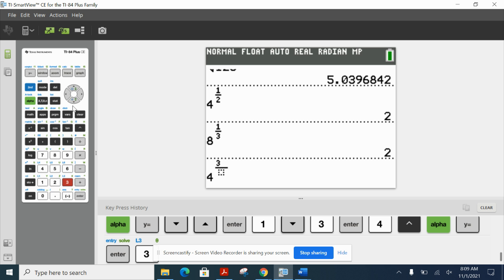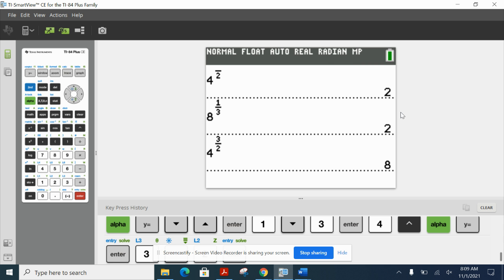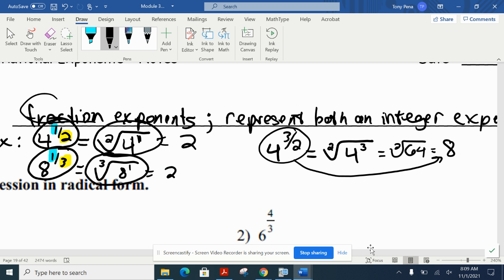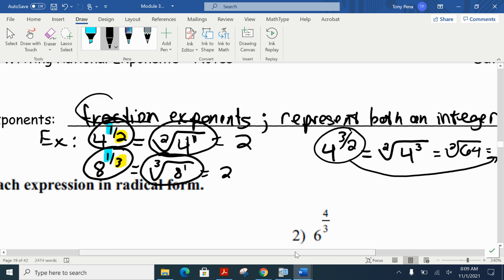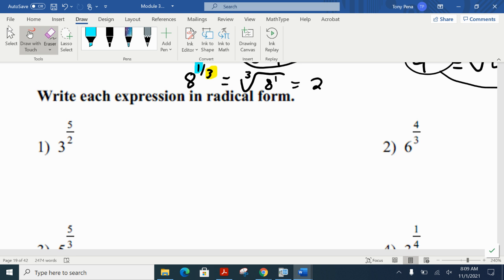All right, and then the 3 divided by the 2, and there's our 8. Okay, so rational exponents are just a different way of writing radicals, and we just want to be able to translate those. That's all we're doing in these first handful of questions. So we're not going to simplify it. We're not going to break it down. We're not going to evaluate them. All I want you to do in these first handful is just write each expression in radical form.